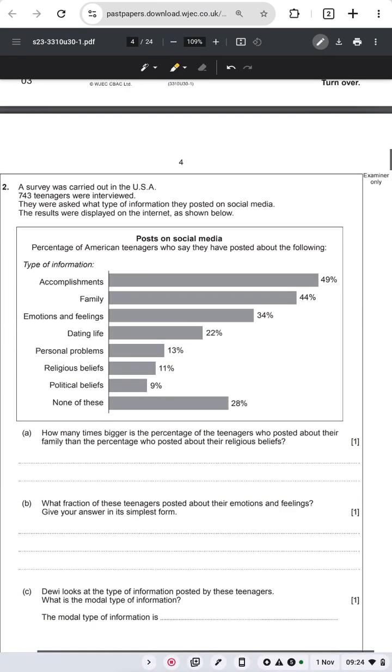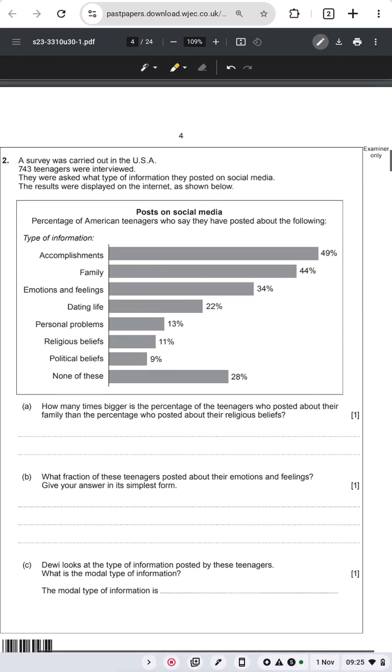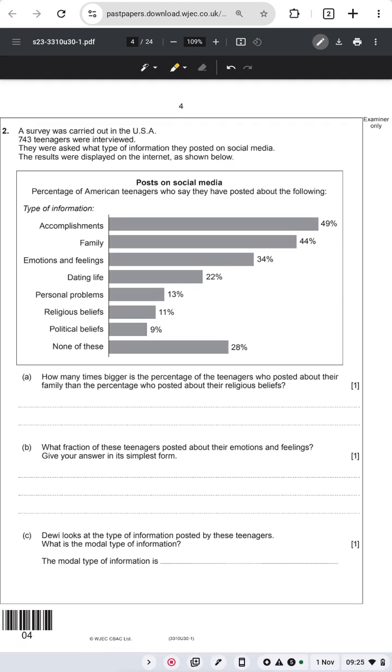Right. A survey was carried out in the USA. 743 teenagers were interviewed. They were asked what type of information they posted on social media. The results are displayed on the internet as shown below. How many times bigger is the percentage of teenagers who posted about family than the percentage that posted about religious belief? So family is 44%. And to find out how many times bigger, we have to divide by religious beliefs, which is 11%. So 44 divided by 11 is 4 times bigger.